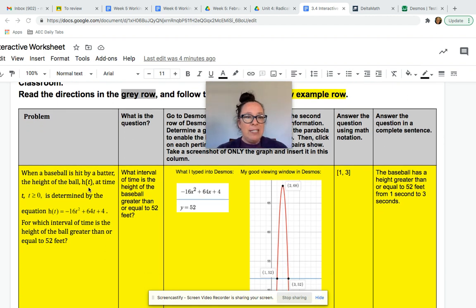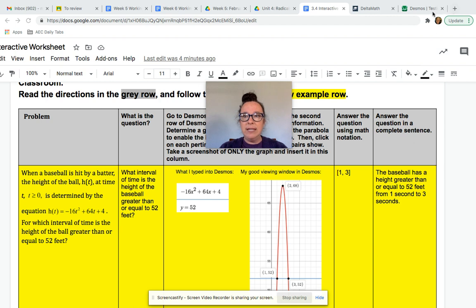When a baseball is hit by a batter, the height of the ball, h of t, at time t, where t is greater than or equal to 0 because it's time, is determined by this equation right here, negative 16t squared plus 64t plus 4. For which interval of time is the height of the ball greater than or equal to 52 feet? So what is the question? I just restated it. What interval of time is the height of the baseball greater than or equal to 52 feet? Okay, that's me asking, does my student understand what the question is asking? Do they understand or not?